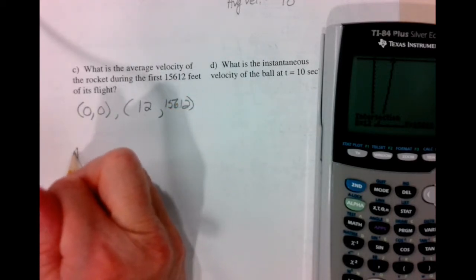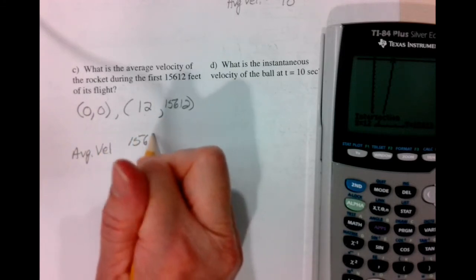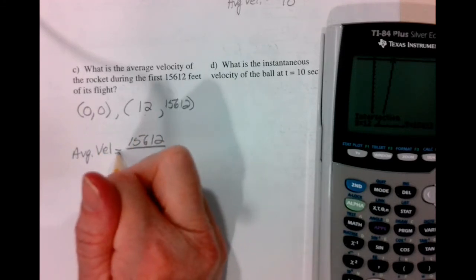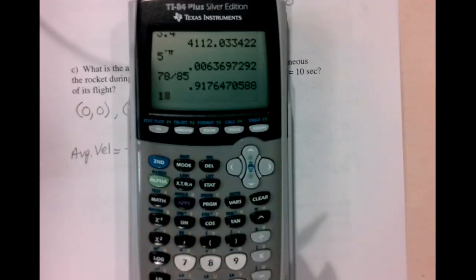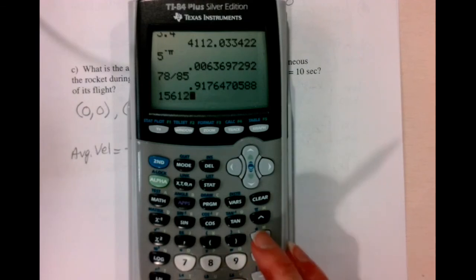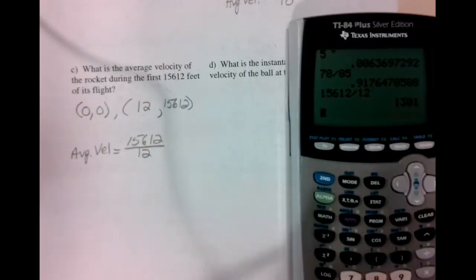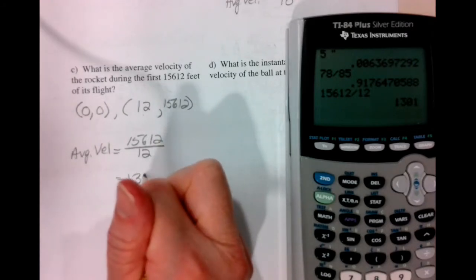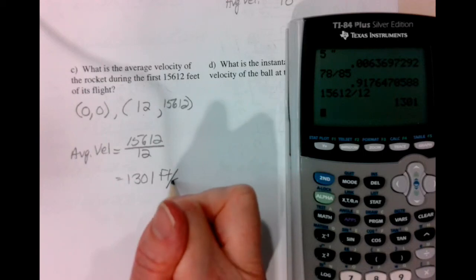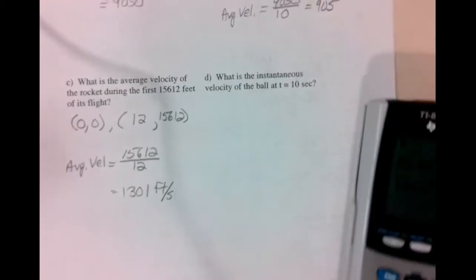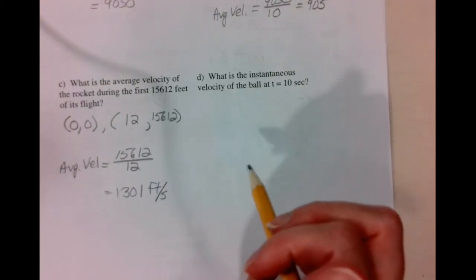And then the average velocity is going to be 15,612 divided by 12. 15,612 divided by 12 gets me 1301 units of feet, because this one's feet, per second would be our slope. So that's the average rate.